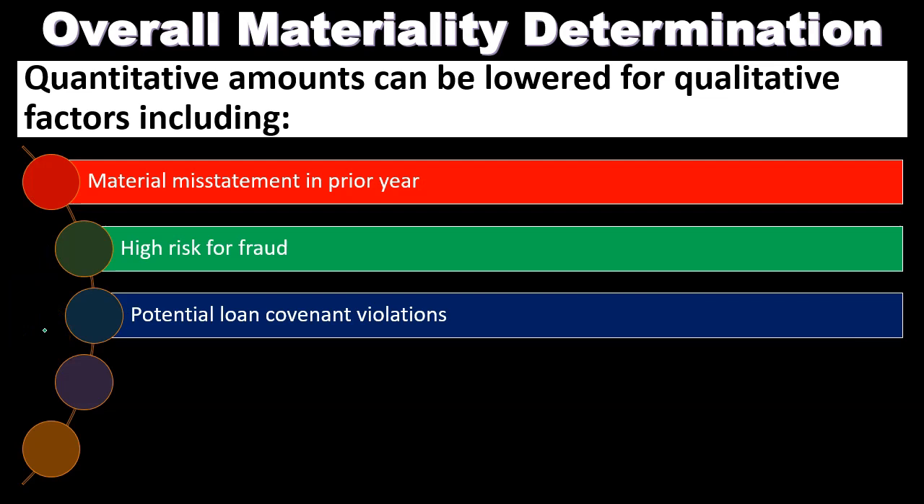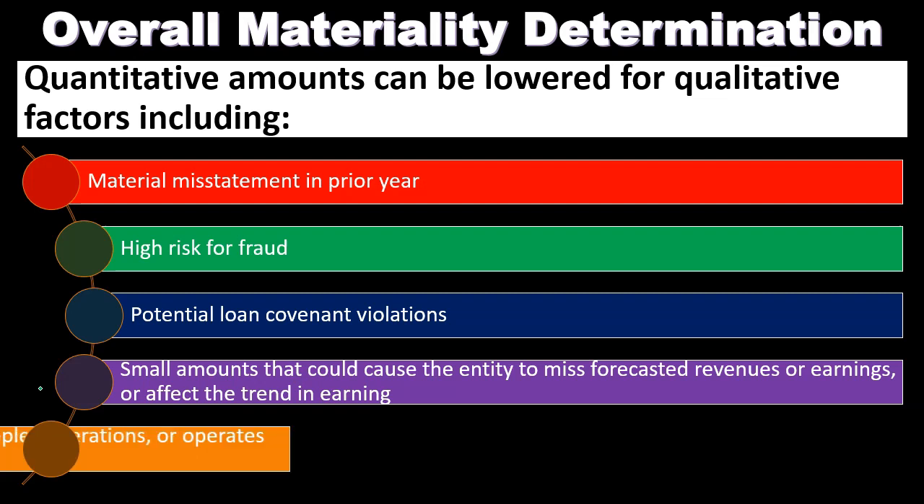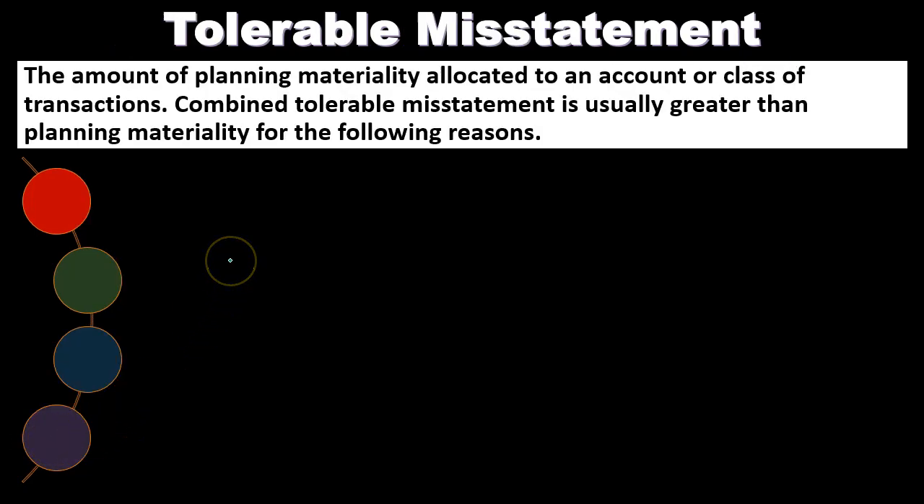Potential loan covenant violations. So if there's any loan covenant violations, that could be a problem. Small amounts that could cause the entity to miss forecasted revenues or earnings, or affect the trend in earnings. So anything like that, if there's a small amount, that could be a higher risk, and therefore materiality would be affected. The entity is in a volatile business environment, has complex operations, or operates in a highly regulated industry. These are also areas where, once again, we may say, hey, we're going to adjust the materiality level because of those risk factors.